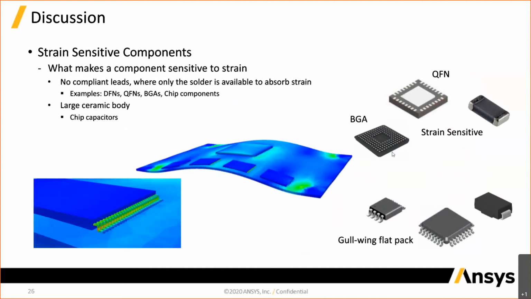Pictures are always helpful on what a strain sensitive part is. As you can see, gull wings and C-bend lead type devices, that lead acts as a spring. I just did a quick vibration displacement plot of some memory chips and a BGA, and you can see those gull wings take up a lot of the motion, and they act as a spring to protect the solder joint, essentially.